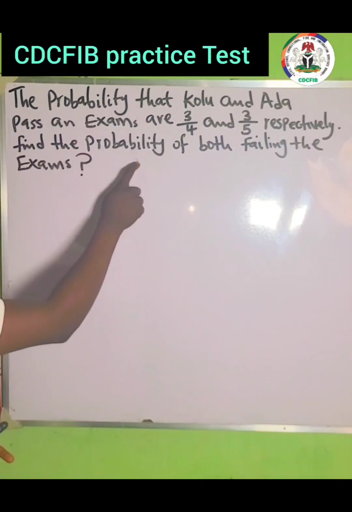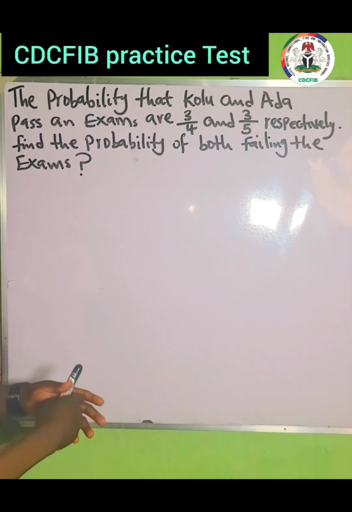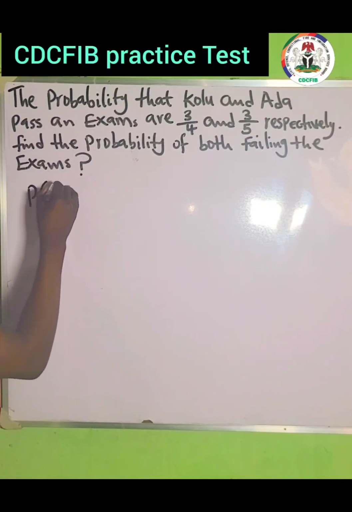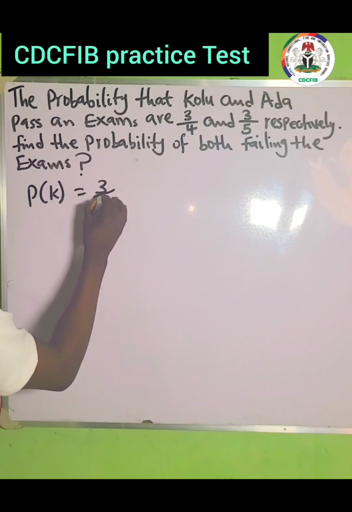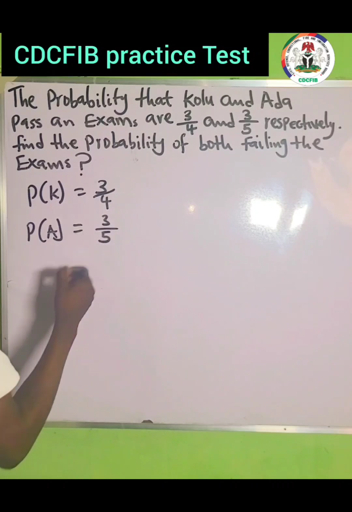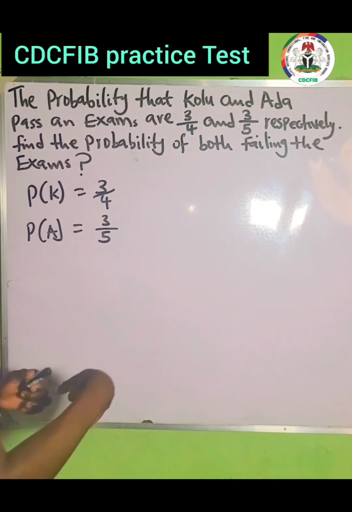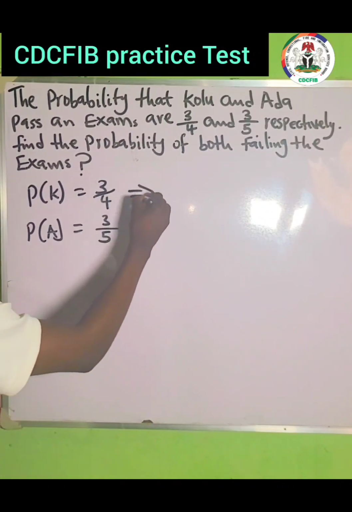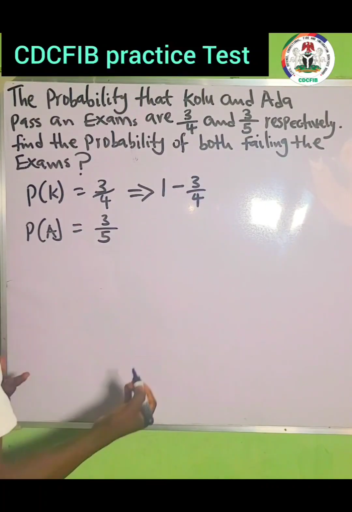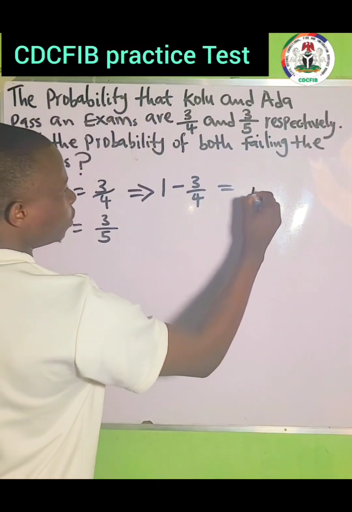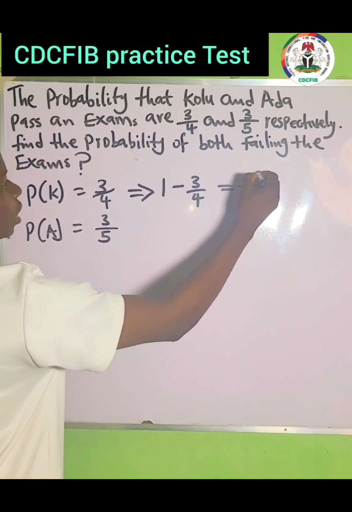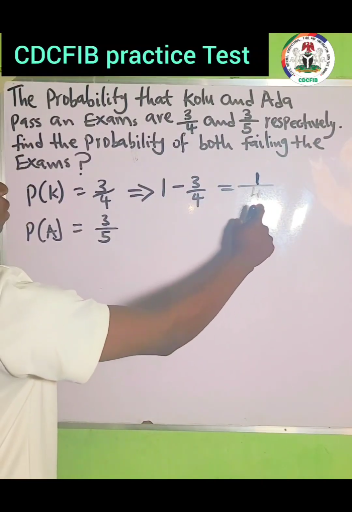The probabilities that Kolo and Ada pass the exam are 3/4 and 3/5 respectively. Then we are asked to find the probability of both failing the exam. So what we're going to do is to find out the probability of their success. The probability of Kolo passing the exam is 3/4, and the probability of Ada passing the exam is 3/5. But remember, we are asked to find the probability of both of them failing. Now, to get the probability of failure from this success, it is 1 minus the probability of success for Kolo, which gives us the LCM of 4, then 4 over 4 multiplied by 1 is 4, then 4 minus 3 is the same as 1. So this is the probability of failure for Kolo.